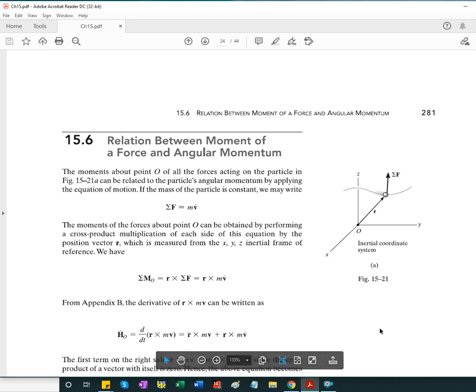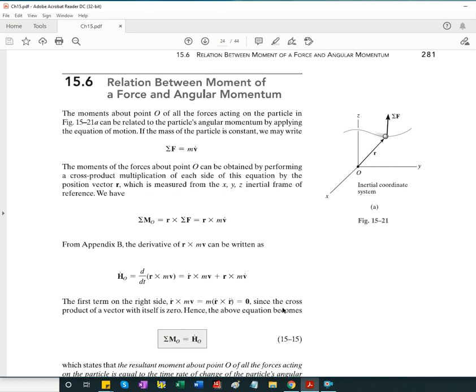We can relate the forces acting upon the particle, so it says relationship between moment of force and angular momentum. So we have moment of force is, not radius, position vector r crossed with the resultant of the forces, and this is also equal to the time derivative of ho, the angular momentum.